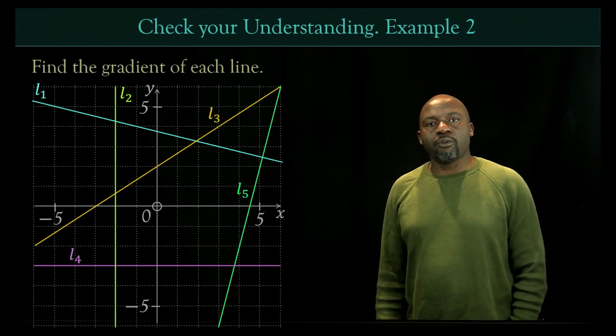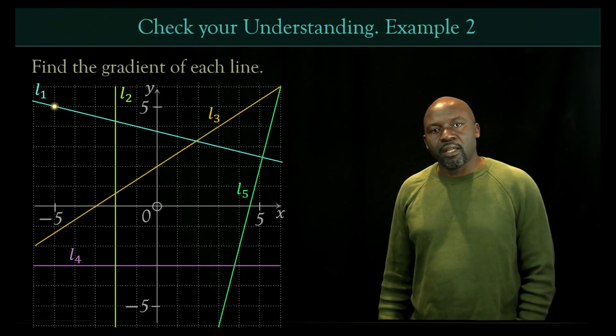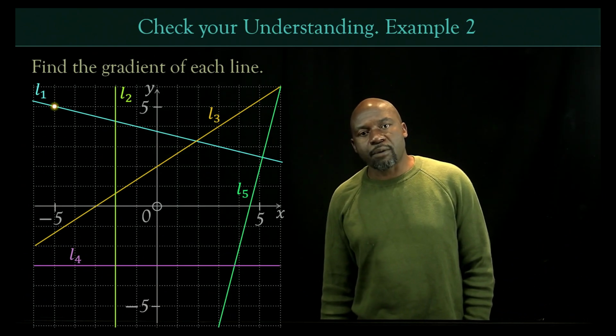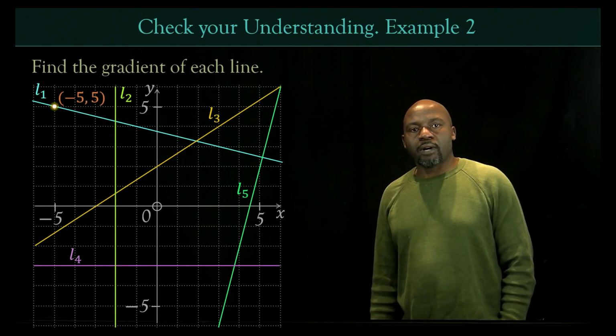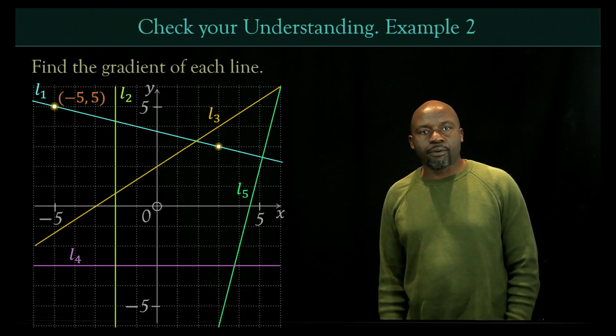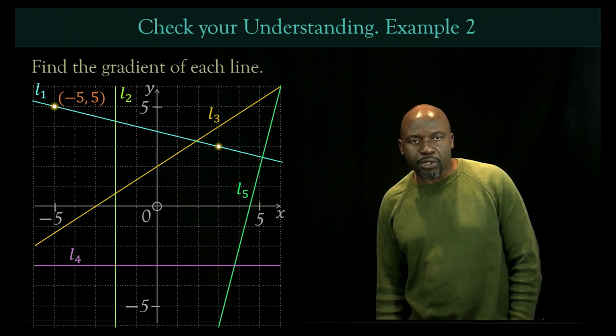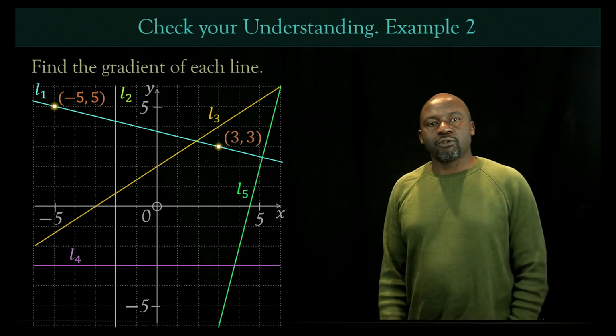So if we pick 2 points on the line L1, the blue line, I've picked 1 point there. The coordinates of that point are -5, 5, if you check carefully. All right, and we pick another point. If we pick another point there, the coordinates are 3, 3. Okay, coordinates of that point there are 3, 3.